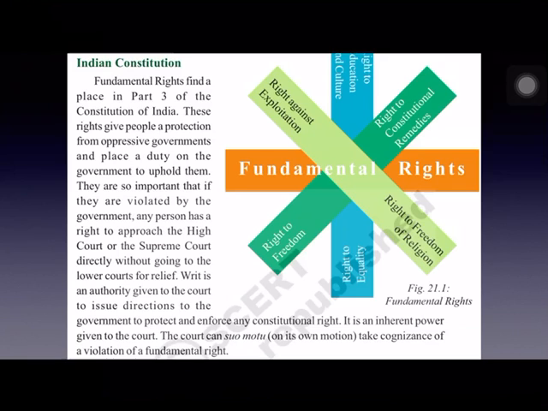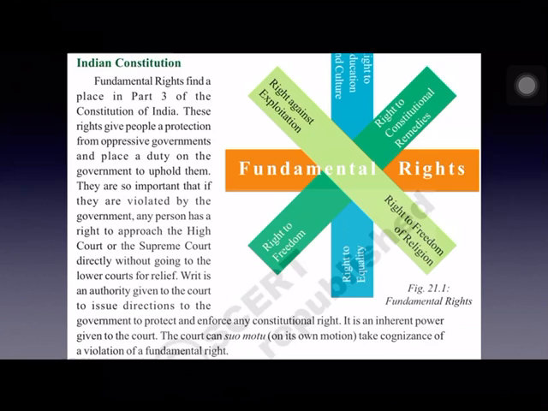And they are so important that if these rights are violated by the government, suppose the government denies to grant any of the rights to any of the citizens, any person has a right to approach the High Court or the Supreme Court directly. Without going to lower courts, we can directly go to the High Court or the Supreme Court and we can challenge it in the court. That means these fundamental rights can be challenged in the courts. That is to say, they are justiciable.